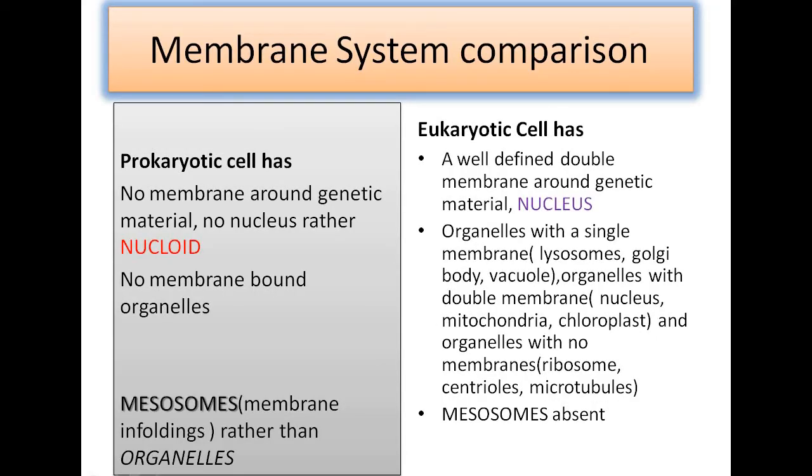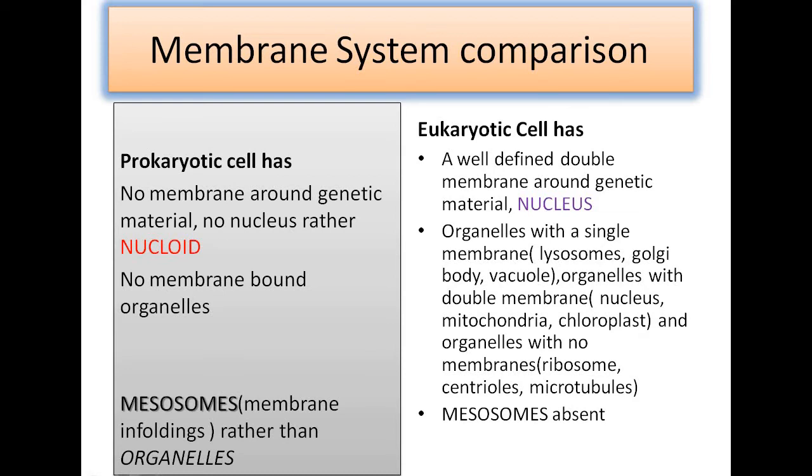Okay, now we have to differentiate on the basis of the membrane system. Prokaryotic cells, as I already told you, do not have genetic material bounded by a membrane. Rather, their nucleic acid or genetic material is freely dispersed in the cytoplasm. There are no membrane-bounded organelles either. On the other hand, if you see eukaryotic cells, they have a very well-defined double membrane around the genetic material, forming a true nucleus.